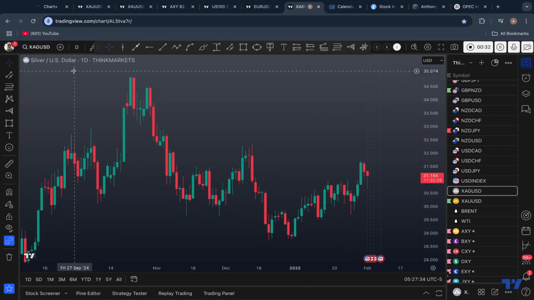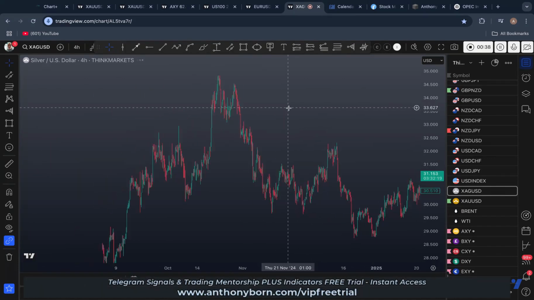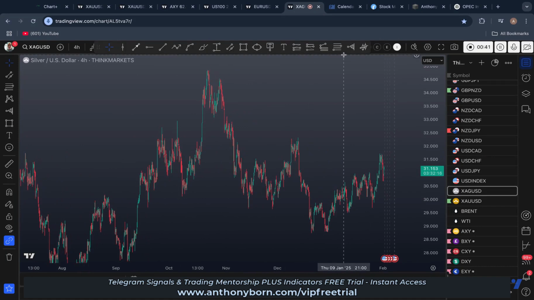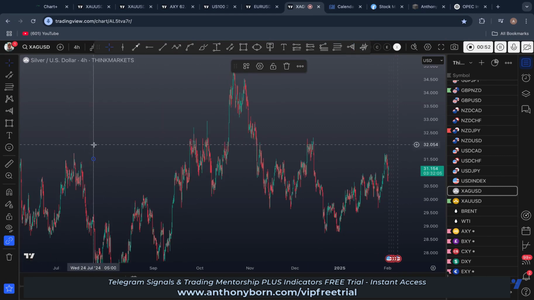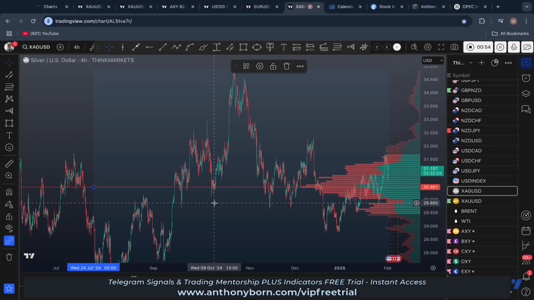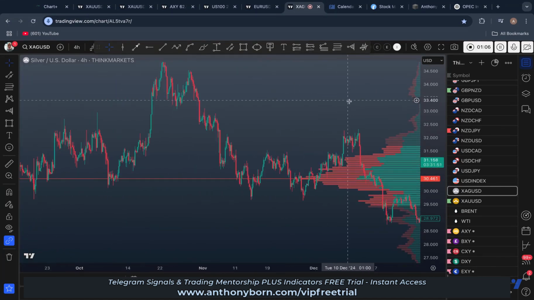Here's how we can navigate through this. Let's just go down to the 4-hour chart. What I want to do is scroll back, come back here. Let's just grab the anchored volume profile, and we'll pull it through here and see what it looks like. So what I'm looking at is this 4-hour time frame.